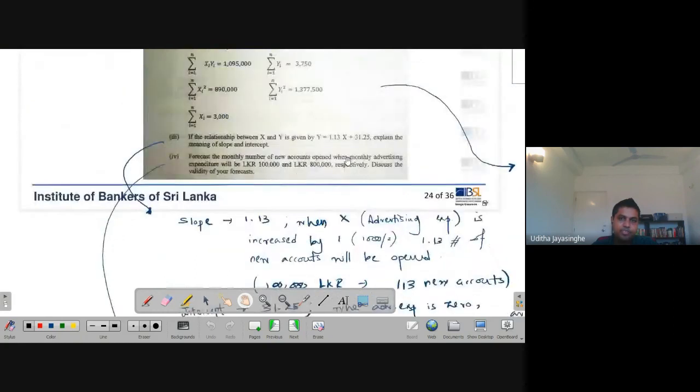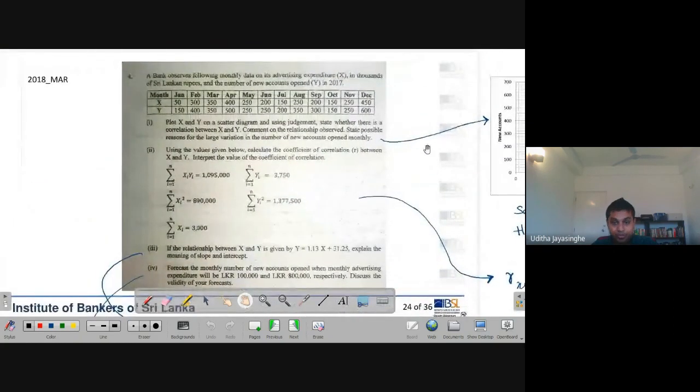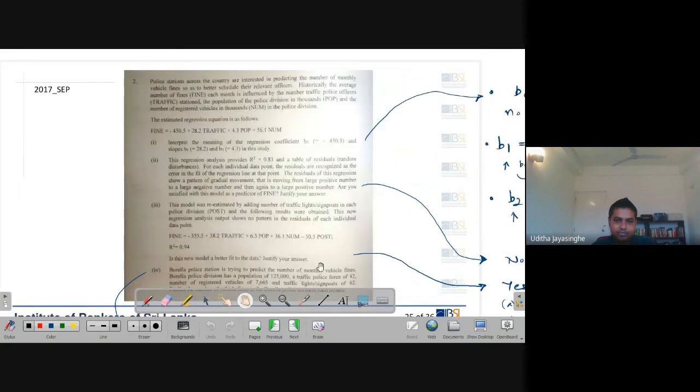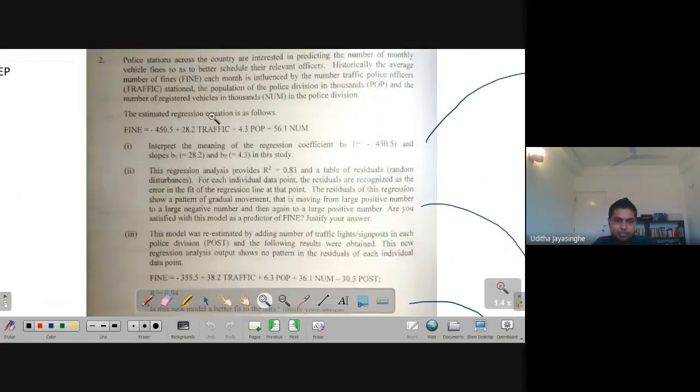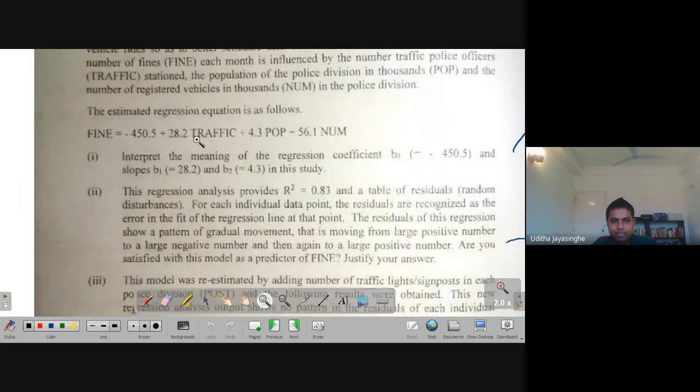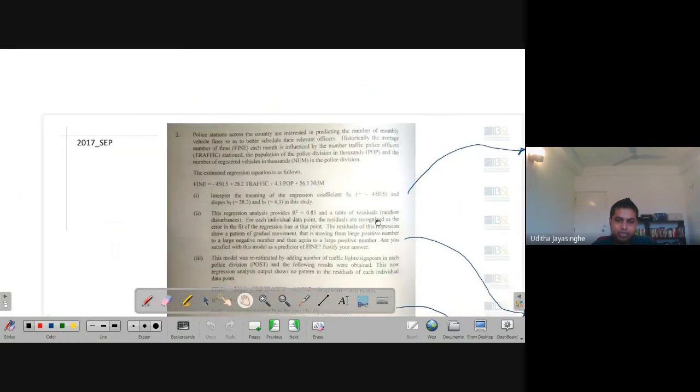Okay. A good question with a mix of both coefficient of correlation and, though you don't have R square for coefficient of determination, practically linear regression is being combined. This question is pretty much what we discussed, the number of traffic fines. The number of traffic fines is given by, I think, traffic lights and the police population, number of vehicles registered, and likewise different variables are given. It's a good question to try on your own. Let me share some answers.